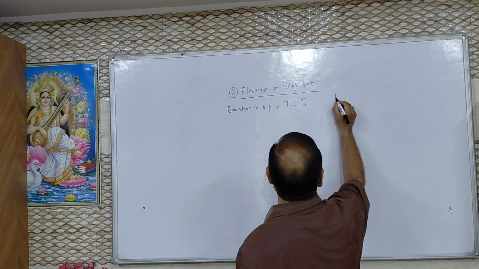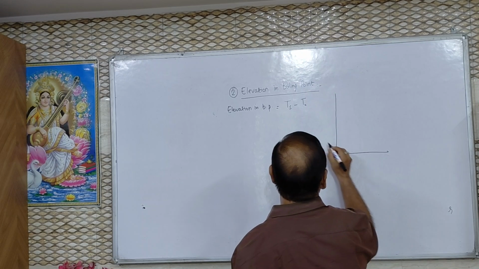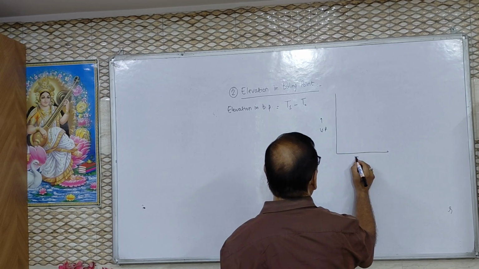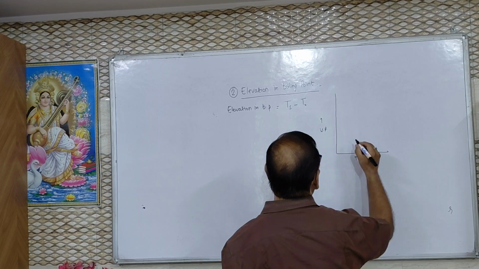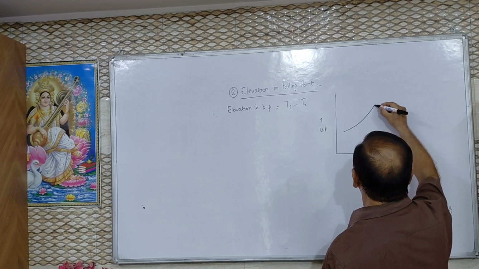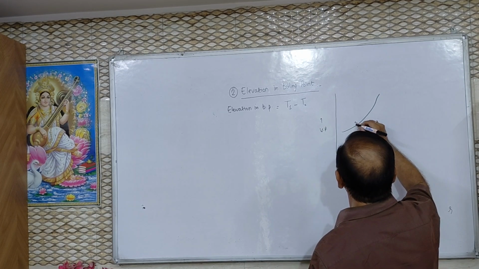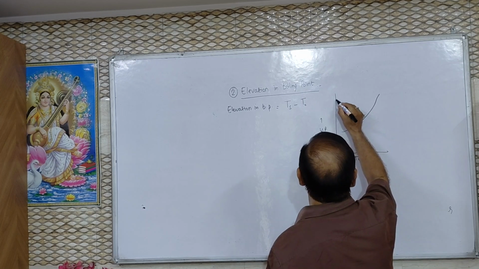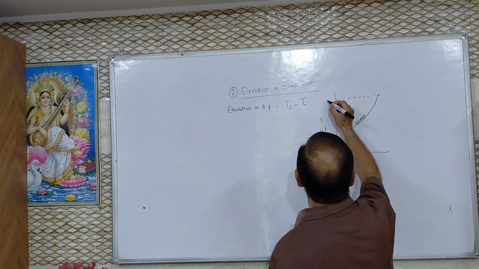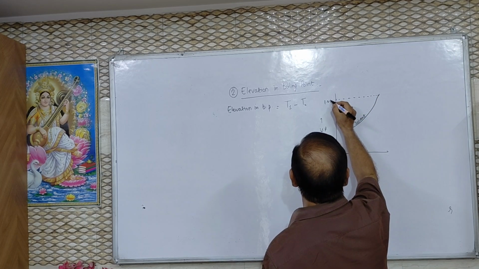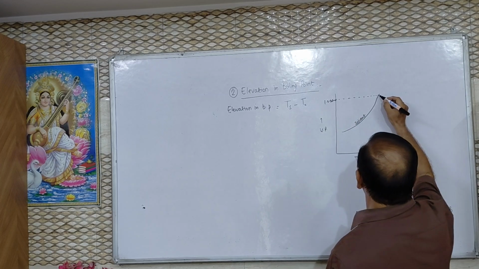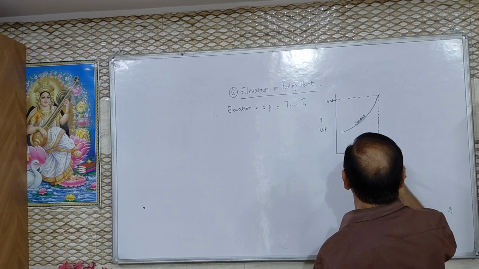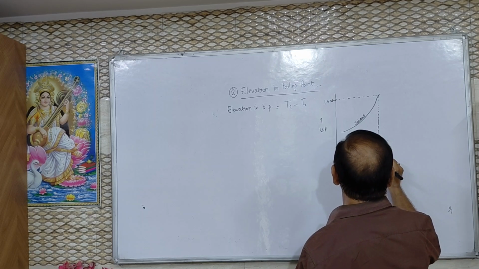Graphically, this can be represented by plotting vapor pressure against the temperature. This curve represents the vapor pressure curve of pure solvent. When the vapor pressure of pure solvent becomes equal to atmospheric pressure, its corresponding temperature is called its boiling point.